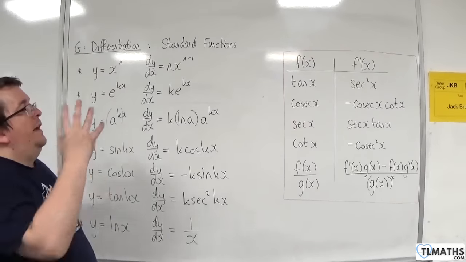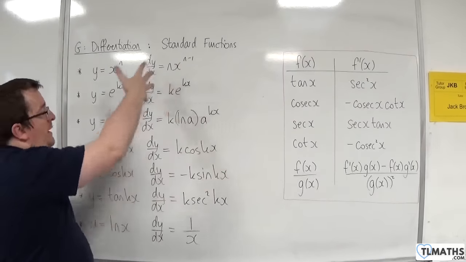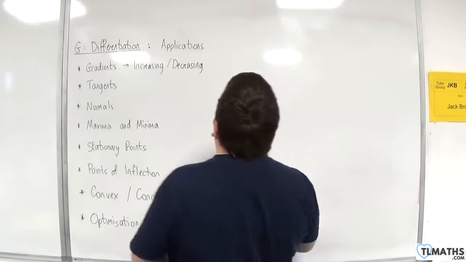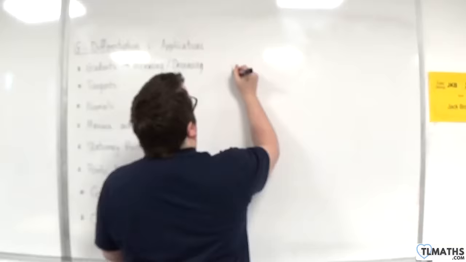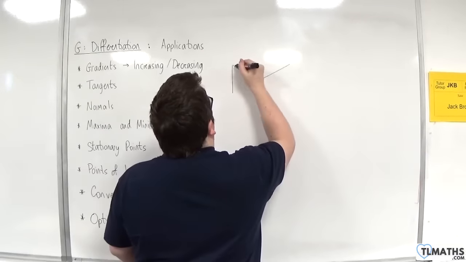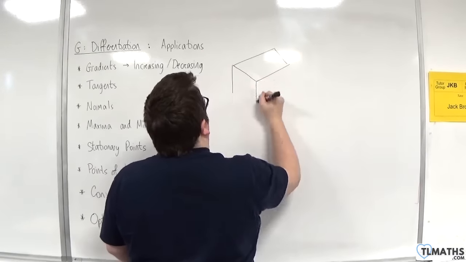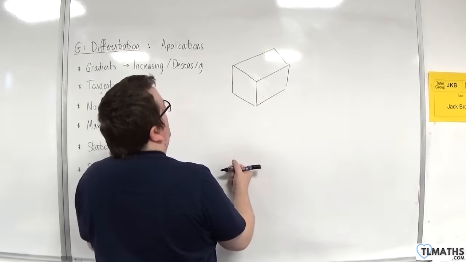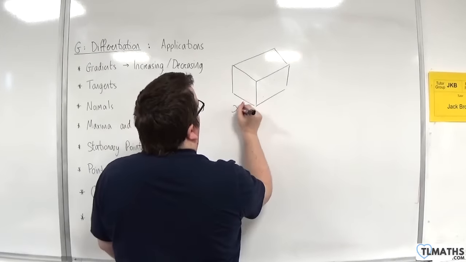So that's what's given to you in the formula booklet. These you need to know. So with optimization problems, if it is one of those traditional style problems and you've got a box, something like this, and maybe it's got a square base.